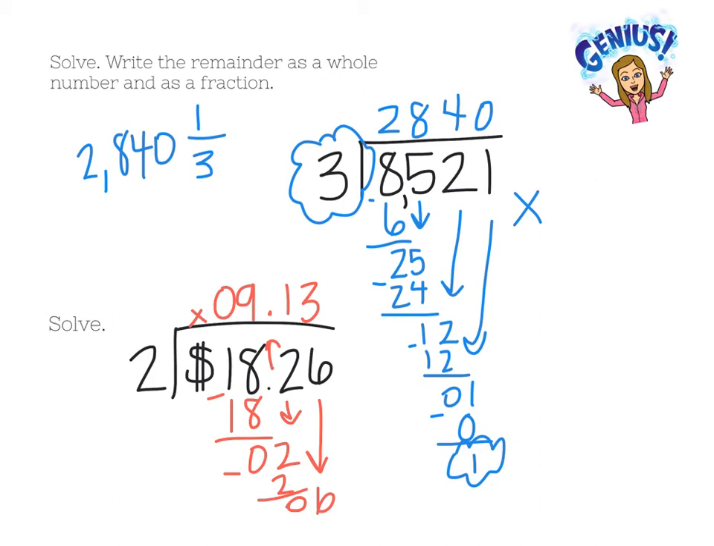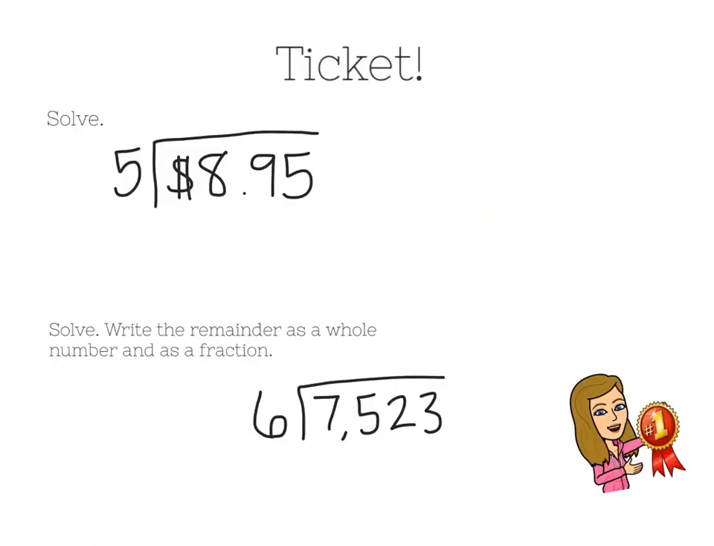2 times 3 is 6, so I'm going to write this over here. So 2 times 3 is 6. I'll subtract and get 0 leftovers. No more numbers to bring down. So the final answer as a decimal would be $9.13. All right, 4th graders, it's your turn to try this on our ticket today.